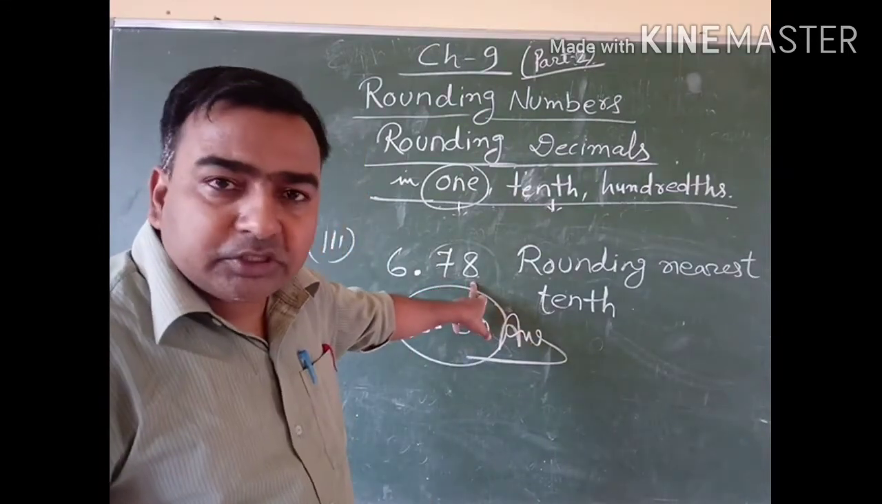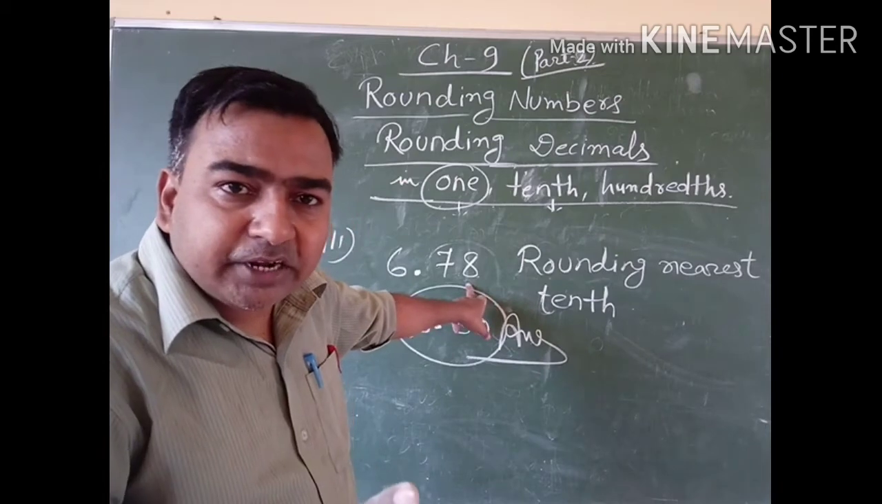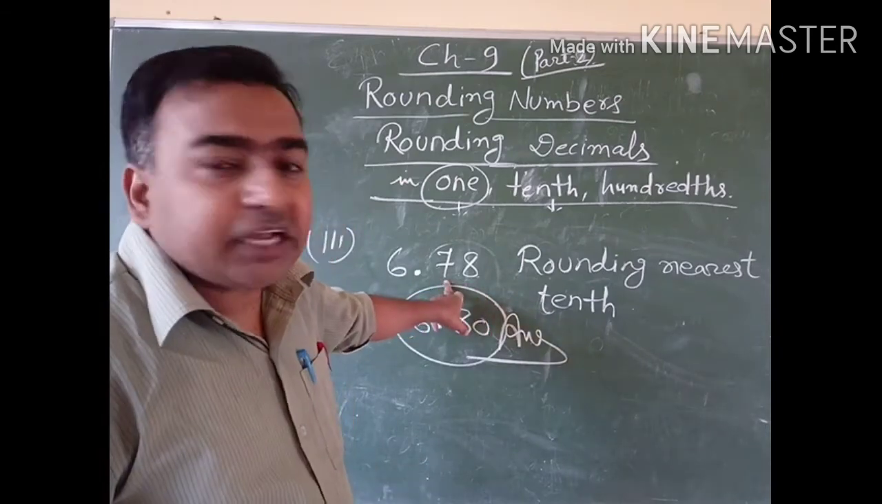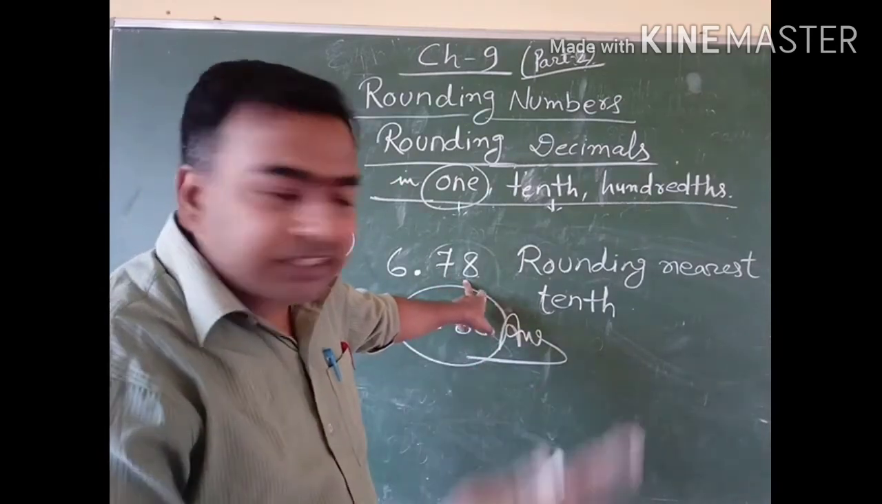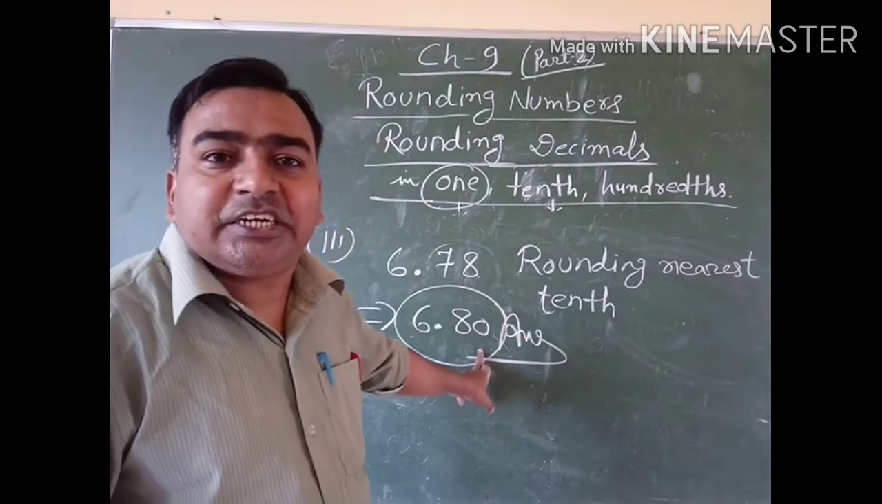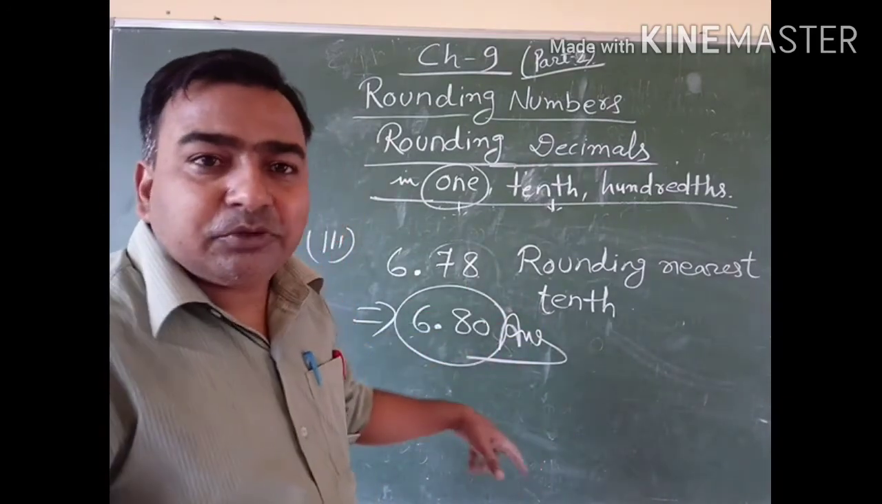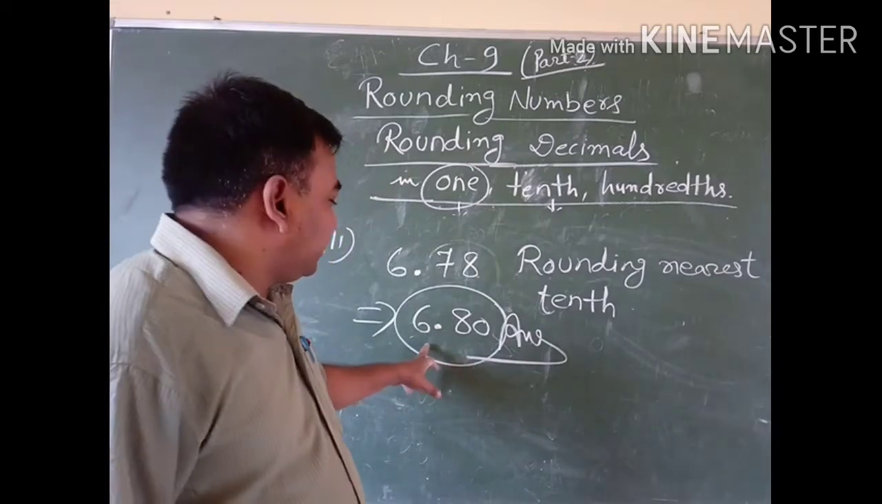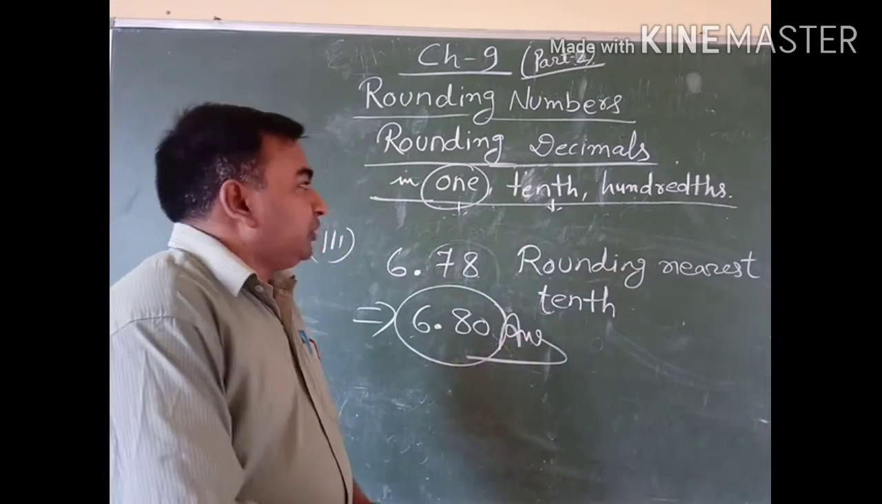So this 8 will be replaced by 0 and 1 will be added to the 7. 78 is nearest to 80, that's why I have written 6.80. 78 is nearest to 80, so that's why I have written 6.80. This is our answer.